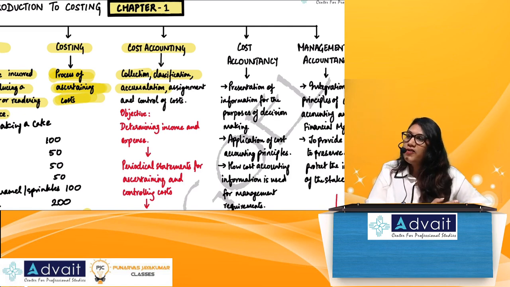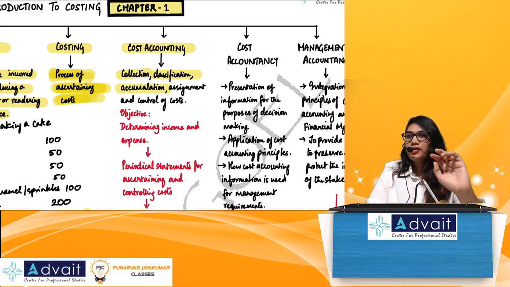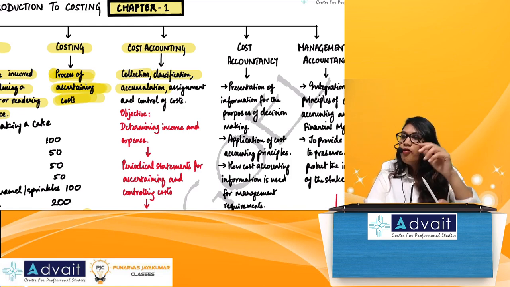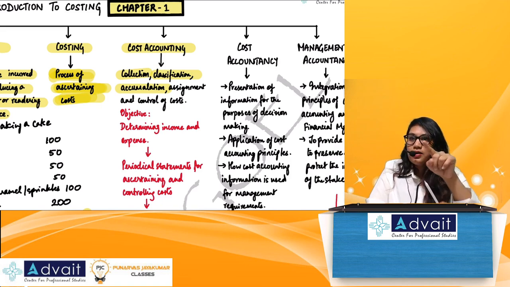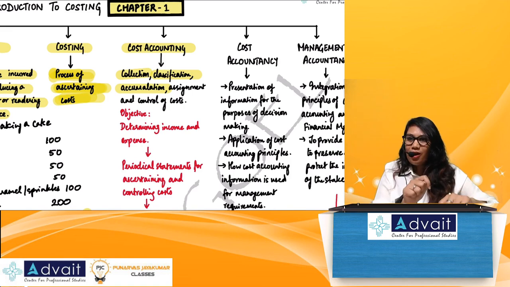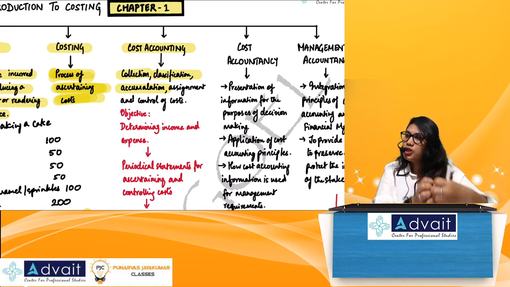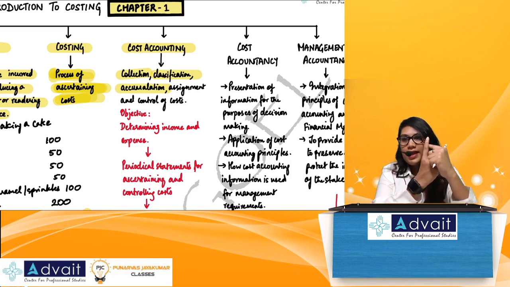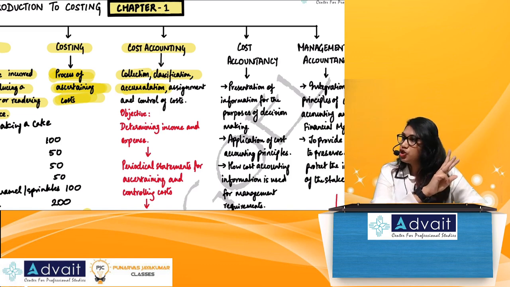Let's say we have a factory. We have not one, we have two factories. One factory is in place A, another factory is in place B. For both factories I'm paying rent. So now rent is one cost, but it will accumulate costs from factory A also, from factory B also. So that is called accumulation of costs. So there is collection, there is classification, there is accumulation.